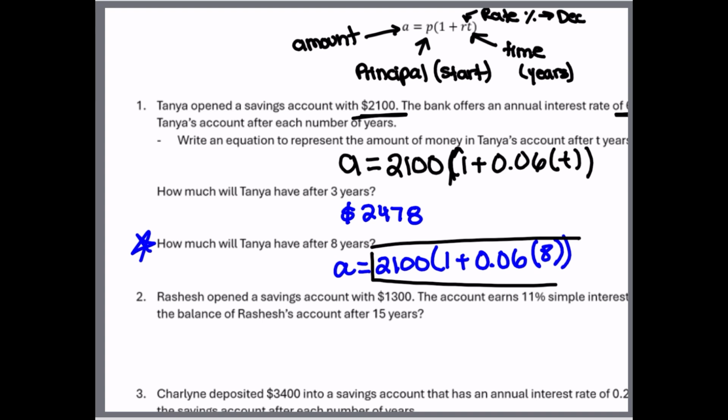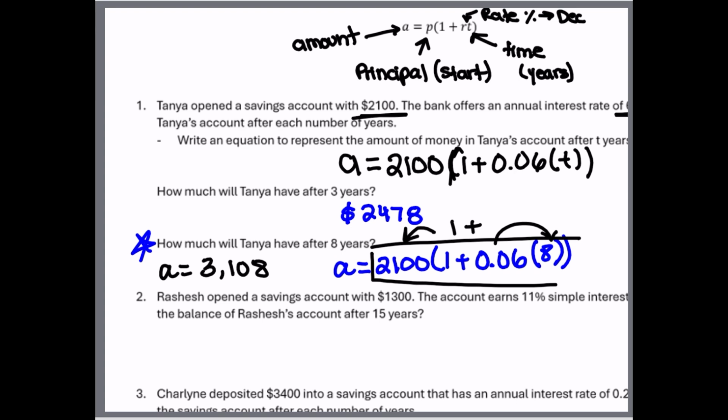So after 8 years, how much did Tanya make? Well, Tanya made 3,108. Again, you follow PEMDAS. If you don't have a calculator, you can do it separately. 0.06 times 8. Whatever answer you get, then you add the 1, and then you multiply whatever you have there by 2100. And that'll get you 3,108.